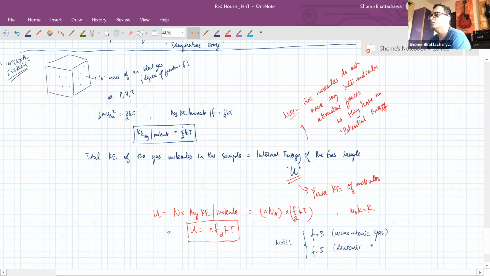F always stands for the total number of degrees of freedom, unless we specify that we are talking about translational degrees of freedom or rotational degrees of freedom only.